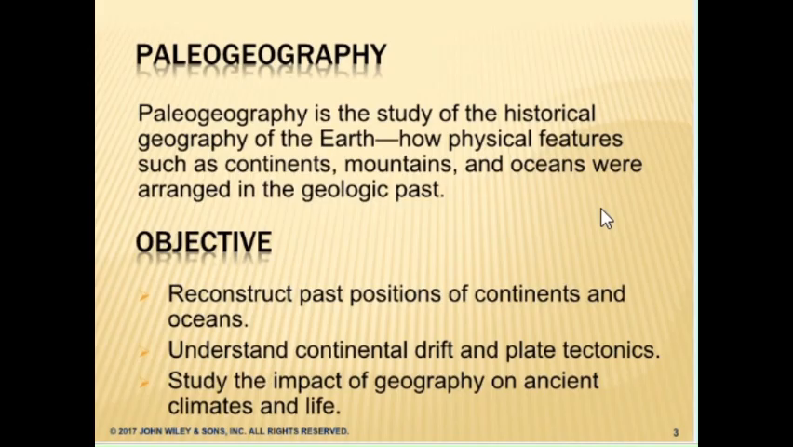So, when we talk about the study of historical geography, what we're saying is how physical features such as the continents, mountains, and oceans were arranged in the past. How does that relate to the present? How did we get to where we are right now with these continents?